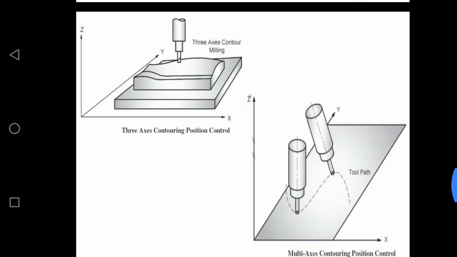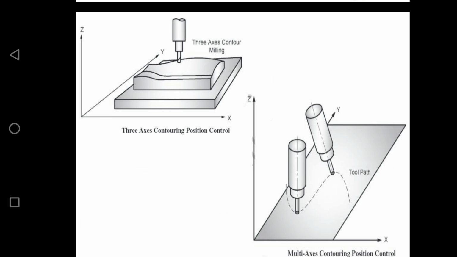So the third one is three axis contouring position control. Simple one. The tool is simultaneously controlled in all the three axes. If it is controlled in all the three axes, that is called three axis contouring position control.